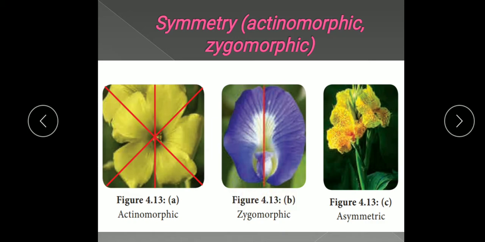Then the third condition, when the flower cannot be divided into two similar halves by any vertical plane passing through the center. So it is said to be asymmetric or irregular. For example, Canna, Maranta, all these are examples of asymmetrical flowers. So understood, children? The three symmetries in the flower: actinomorphic, zygomorphic and asymmetric.